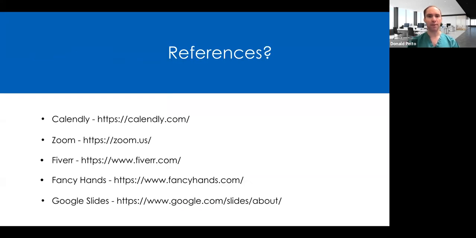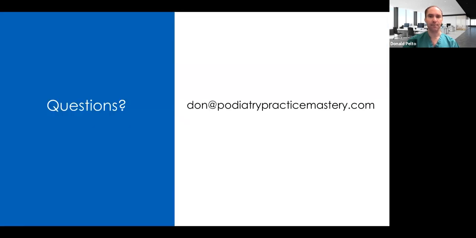These are some of the reference links that I talked about. Calendly.com is where you set up the actual event. Zoom is where you host the event and transmit it. Fiverr does a lot of this back work for me. For example, they design my slides, and they can do a lot of these little projects that you need done. Fancy Hands can do just tasks. Basically, they're 20-minute tasks. Whatever you need done, they can do. And Google Slides is where you do the slides and work asynchronously.